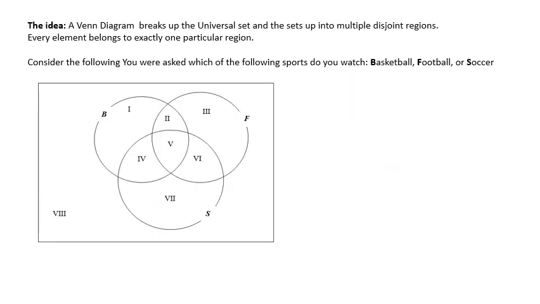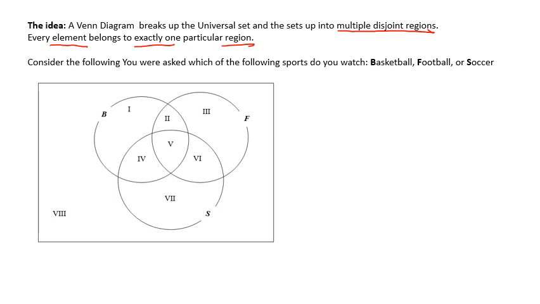The idea, a Venn diagram will break up the universal set and the sets under consideration up into multiple disjoint regions. In other words, every element in the universe will belong to exactly one particular region. If you look down here, that's what we're talking about. Notice we have 8 different regions here. And depending upon your status determines where you would go and stand.